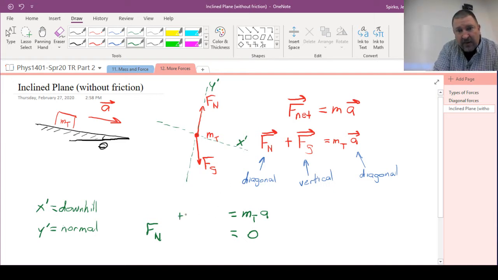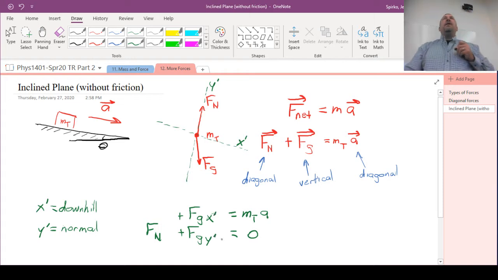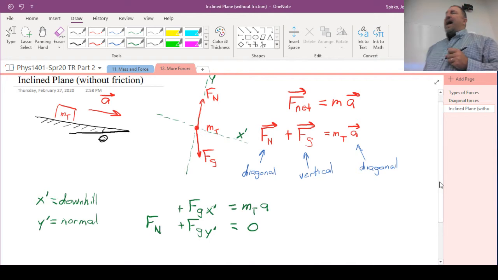Let's call it FGX' and FGY'. Now those are symbolic ways of describing the gravity force's components, and they're hiding some minus signs. So let's figure out the gravity force's components.